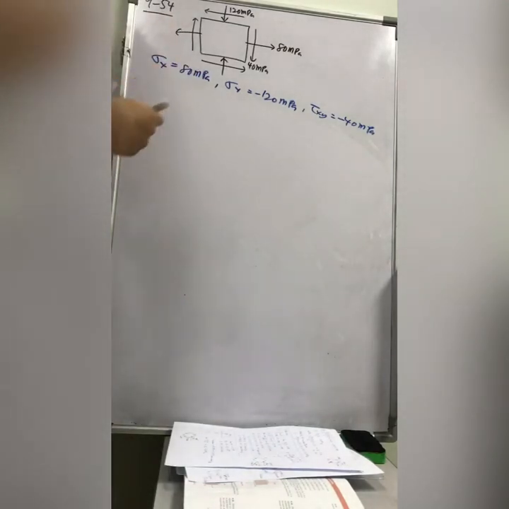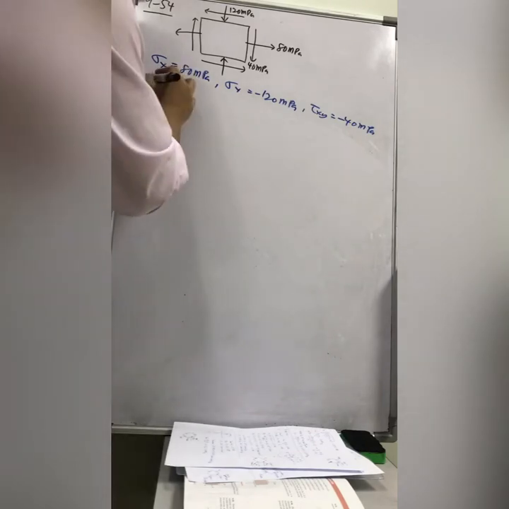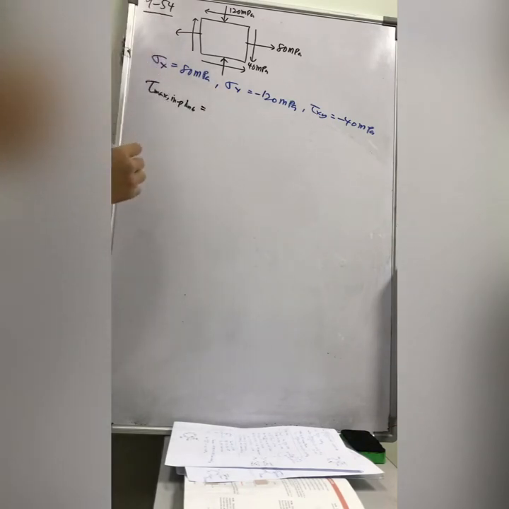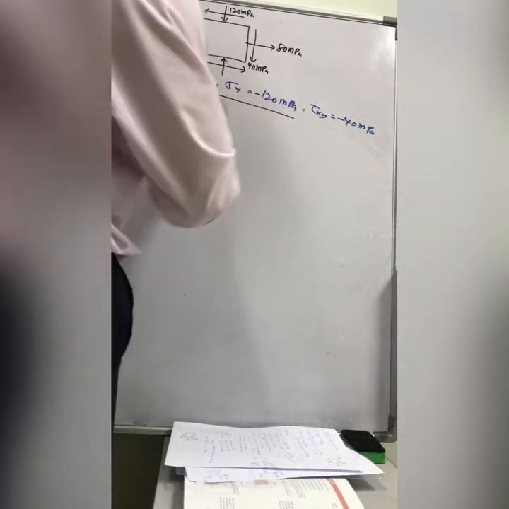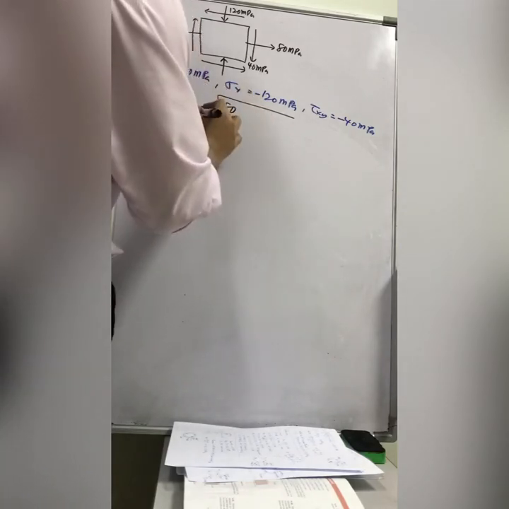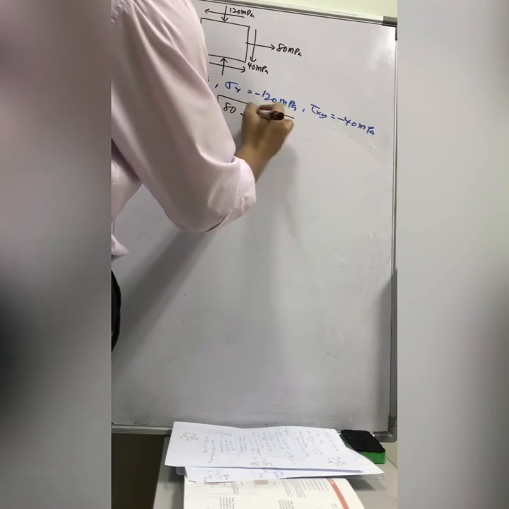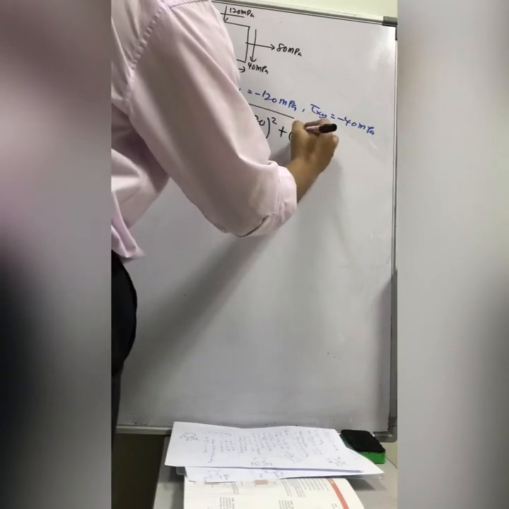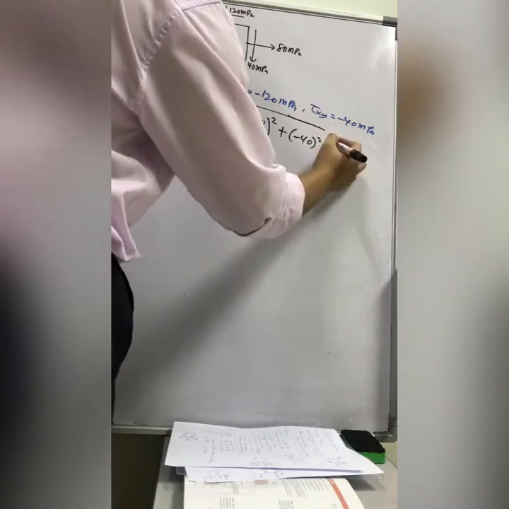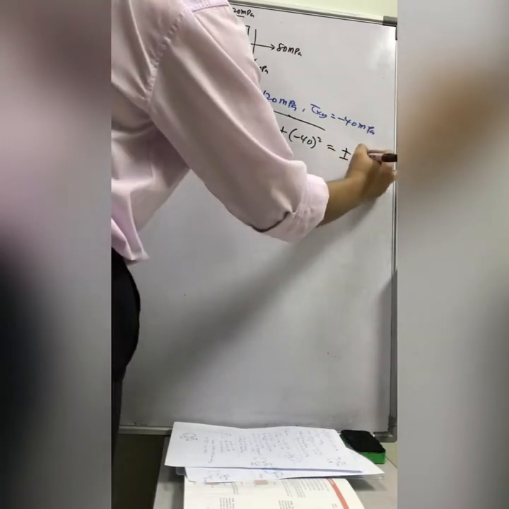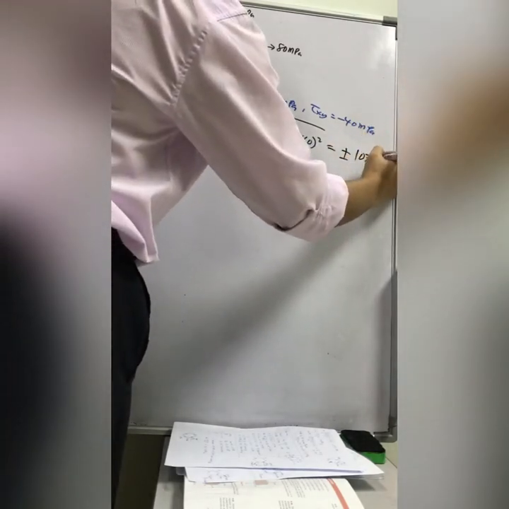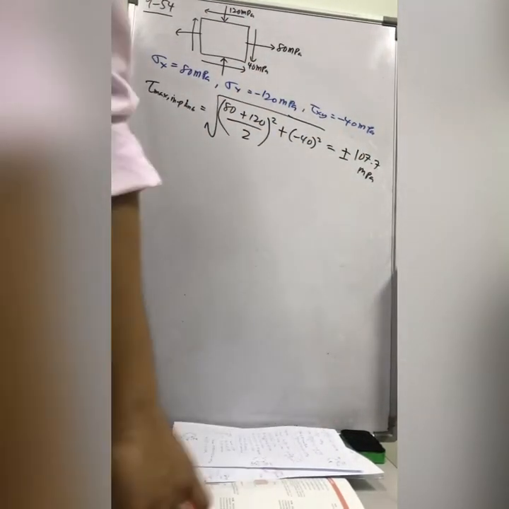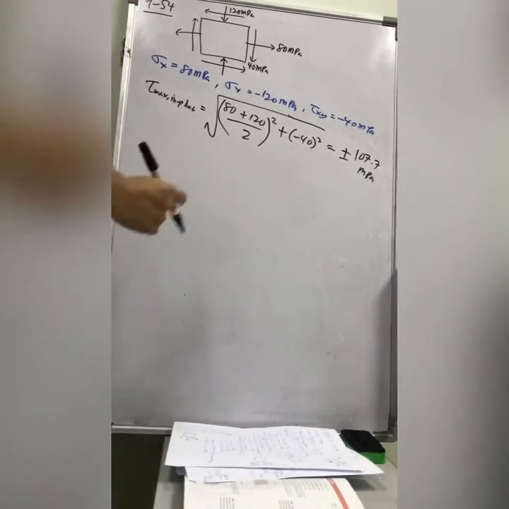Because you're going to just use the equation for this. Okay. So tau max in-plane is what? You have the equation for that. Root, okay, sigma x minus sigma y, which is what, plus 120, divided by 2 all squared plus tau xy squared. Square root everything, and then you will get this as plus minus 107.7 megapascal. Why plus minus? Because of the rule. Of course, you will have two answers, right?